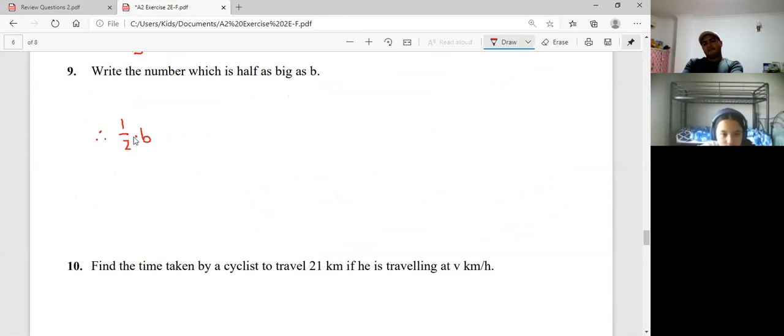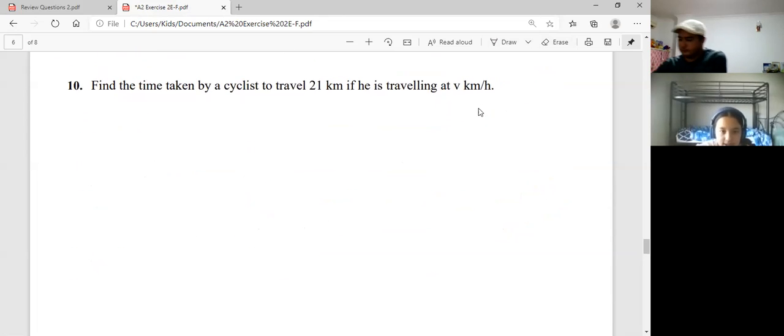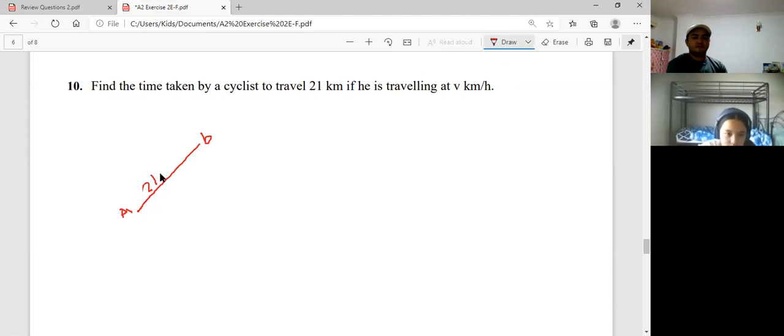Question 10. Find the time taken by a cyclist to travel 21 kilometers if he's traveling at v kilometers per hour. So what is given here? Distance is given, speed is given. We need to find time, right? Distance is 21 kilometers. Speed is v.